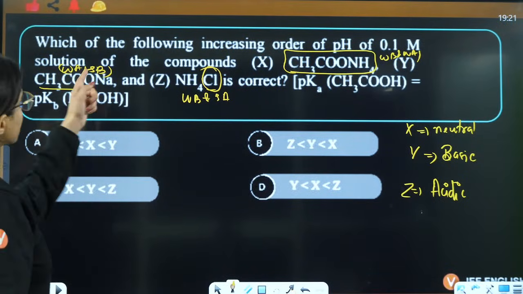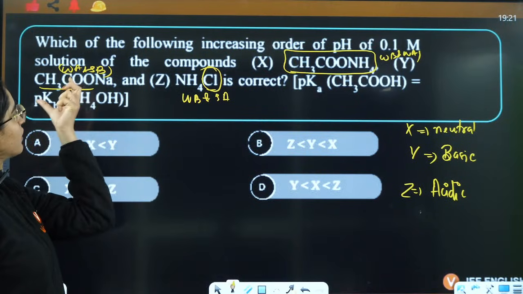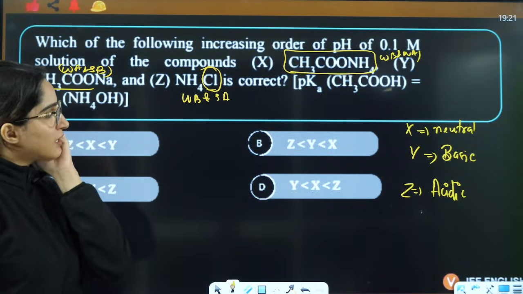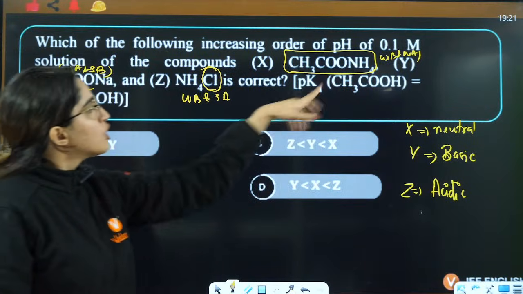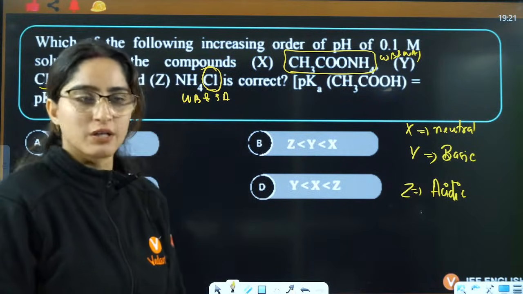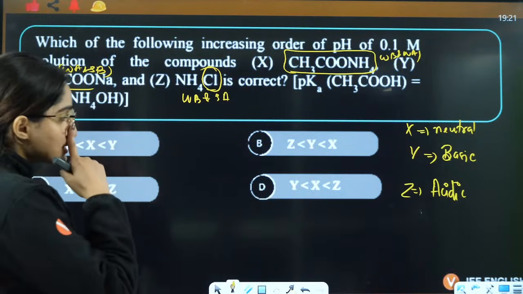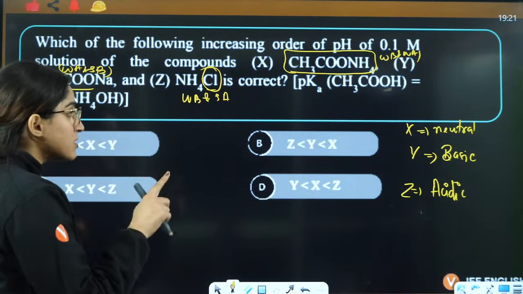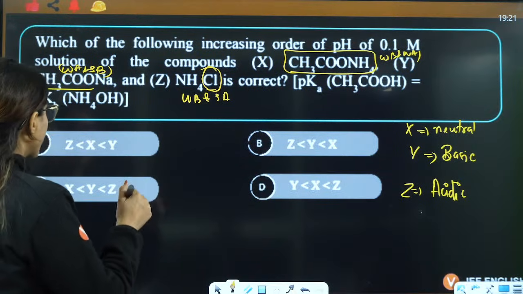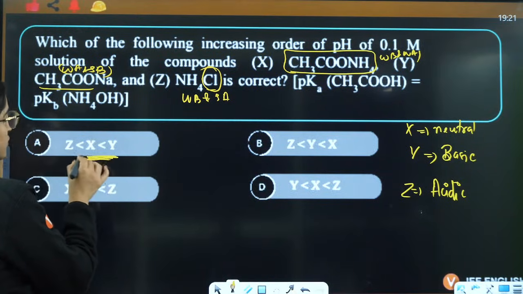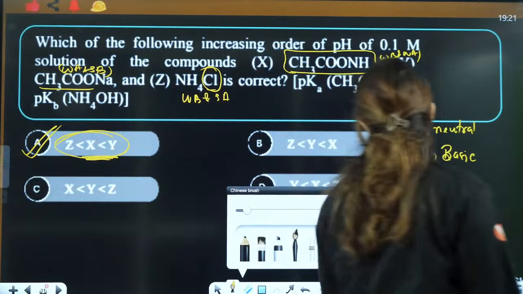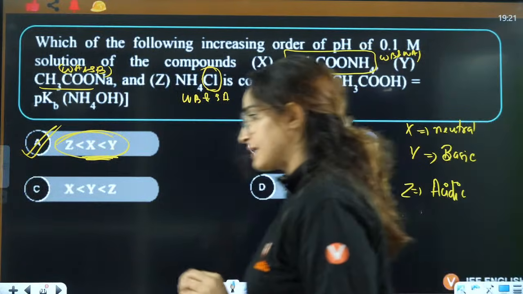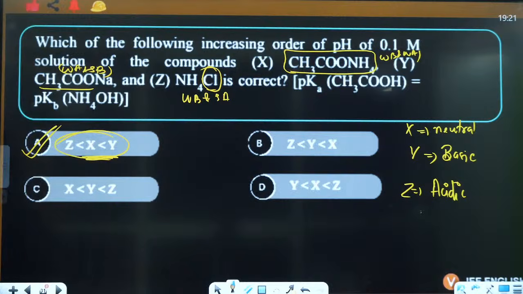So in these cases, it is fixed that this will be basic in nature, this will be acidic in nature, but there you have to see, and they have given pKa is equal to pKb, so you can see that is neutral solution. So by that we can say pH of basic solution will be maximum, so Y is going to be maximum. Then it is neutral, and minimum is for Z, that is acidic. So answer is going to be A is the correct answer here. Okay, tell me.